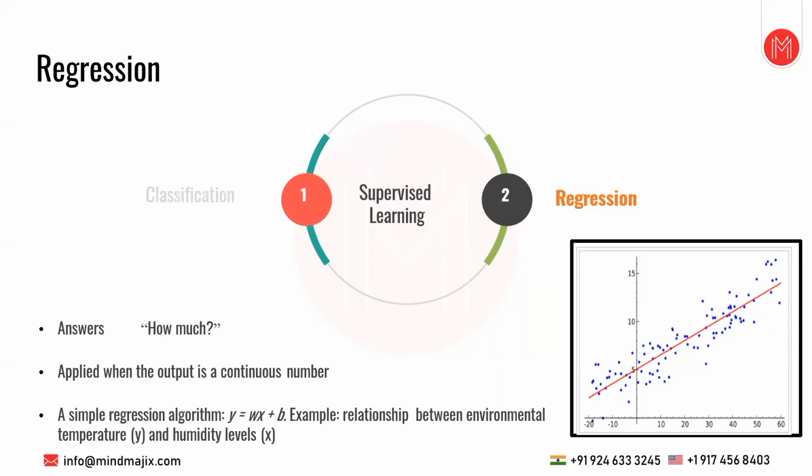A simple linear regression algorithm is y = wx + b. For example, the relation between the environmental temperature and the humidity level. Because we have to predict the weather, both environmental temperature and humidity level are required. Based on the value of one or multiple predictor variables, briefly the goal of the regression model is to build a mathematical equation that defines y as a function of the x variable. So based upon x, we are trying to define y.